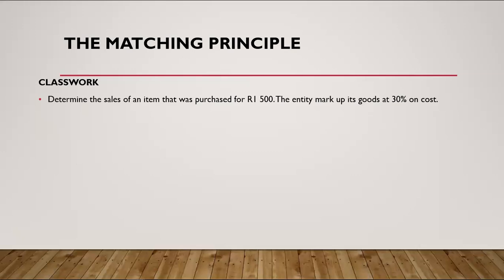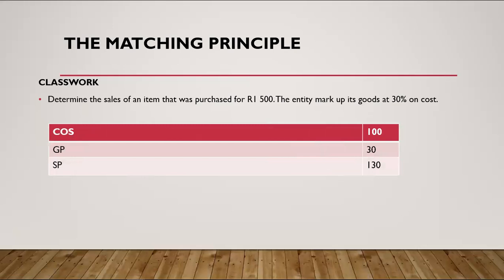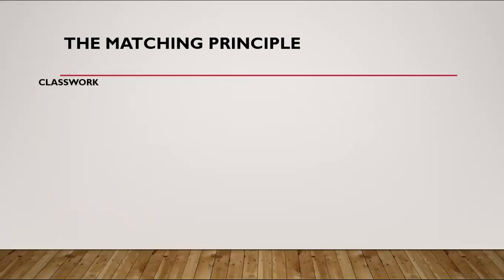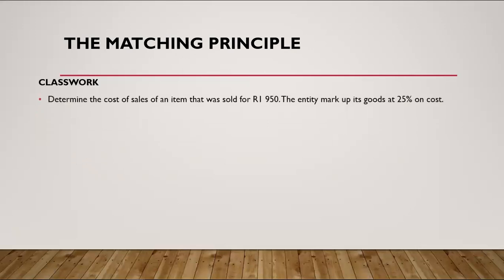You can do the quick table, but we have done this before, so you should be quick in doing this. Cost of sales will be 100, gross profit will be 30, selling price will be 130. So since they want you to determine the sales figure, you will take 1,500 times 130 divided by 100 because we're given the cost price, which is 1,950. Okay, try this one out quickly.